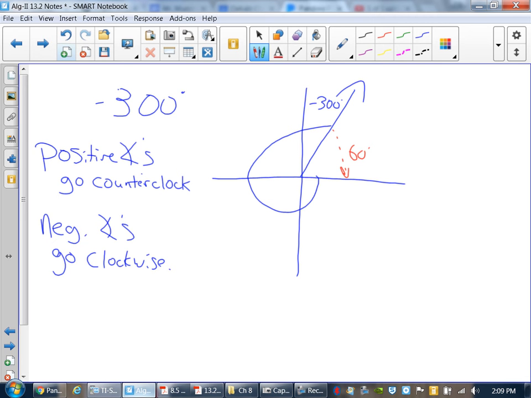Okay? Now, what Hoppenworth was just asking, isn't this the same thing as a positive 60 degrees? Yes, it is. That's called a coterminal angle, which leads me to another definition.